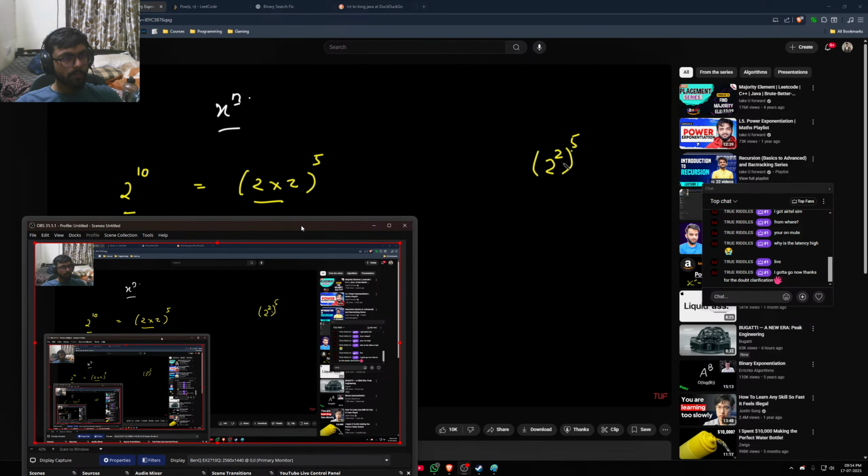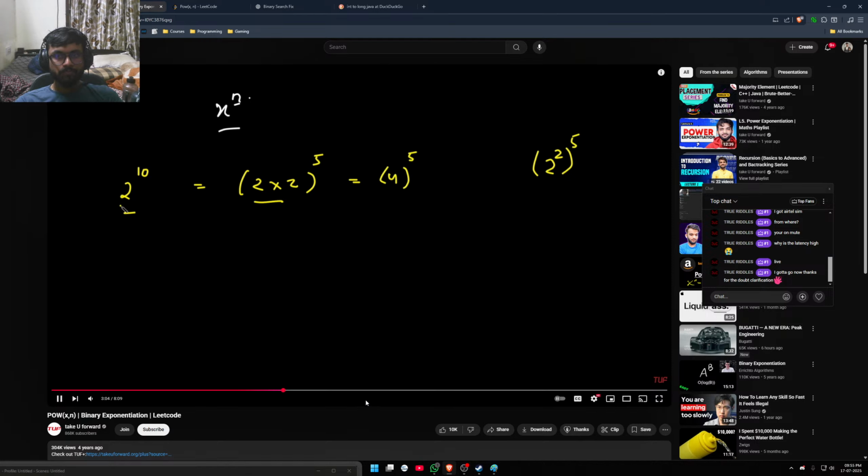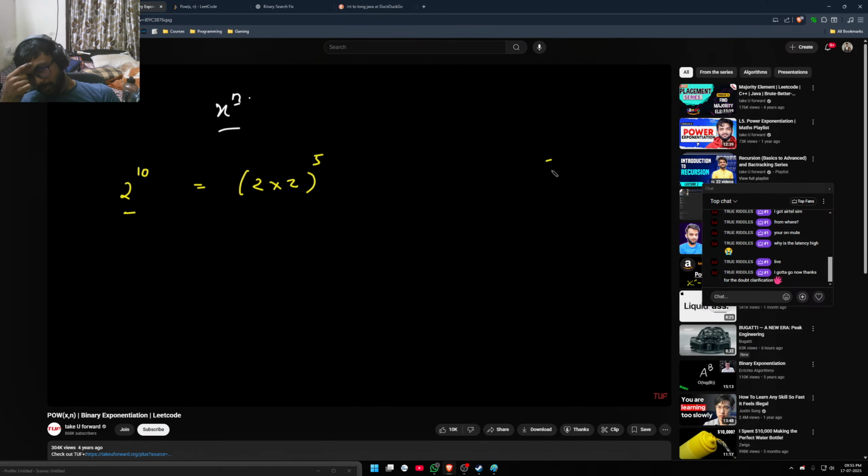And that apparently means 2 to the power 10. Now at the next step, we can write it as 4 to the power 5. So basically we see something is what this is, and that apparently means 2 to the power 2, 5. Now why can we write this? Because it's 2 to the power 2 and 5.